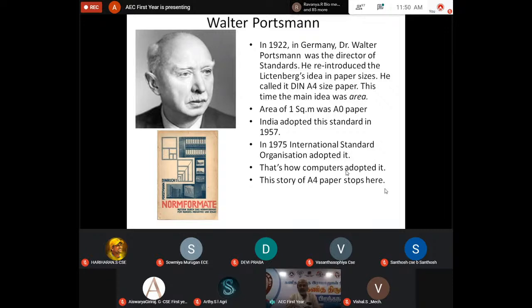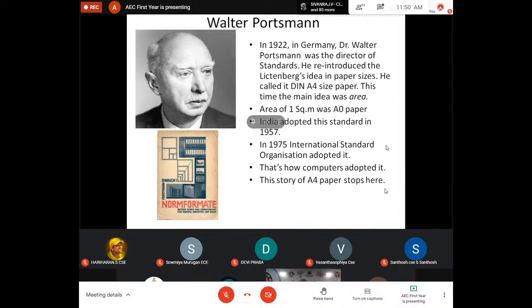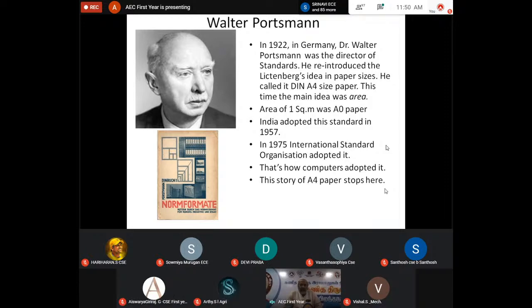He reintroduced this Lichtenberg's idea of paper sizes. He called it DIN paper, Deutsch Integrated Newspaper, something like that. So A4 size paper. His idea was of area. So area, he means 1 square meter for area, he took it as standard, and that was A0 paper. And India adopted this kind of a system in 1957.